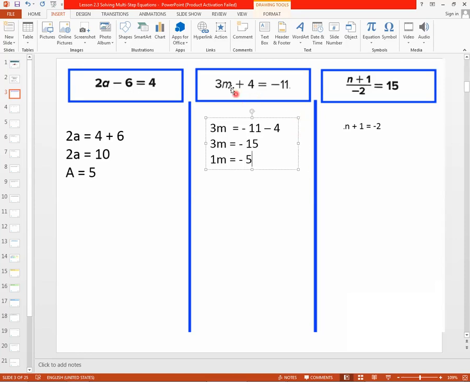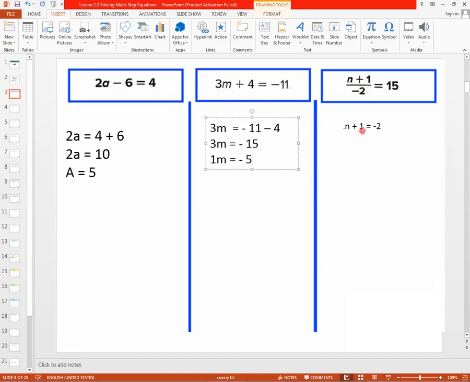Wanna be sure? Go back, instead of m, make a substitution. Negative 5 multiplied by 3 is negative 15. Negative 15 plus 4 is negative 11. That's right. Last problem here, we have a division case.